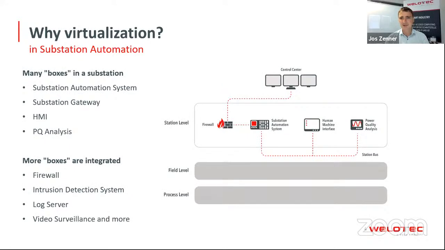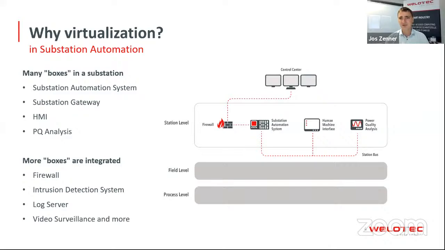So looking at the typical substation layout, and here specifically at the station level, what you, for example, find is a substation automation system. You find the HMI, and you find power quality analysis. Usually you also have some kind of engineering workstation, operator workstation. And all those systems, even if they are looking different, are more or less computers. And computerized systems you can virtualize. So the problem that we have at the moment is that you have many different boxes, many different types of hardware that are coming as appliance, just doing and fulfilling one function.